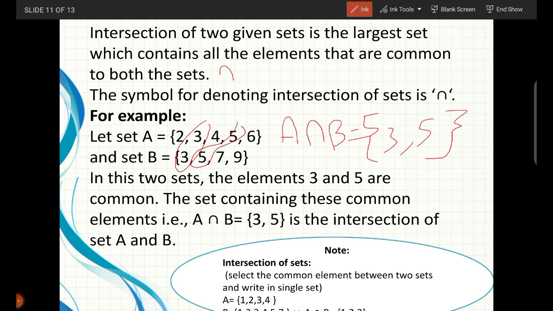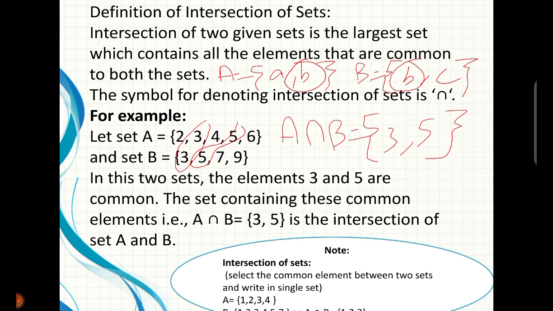Suppose you have one more example. A is equal to {A, B}, and set B is equal to {B, C}. Which is the common element between these two sets? Definitely it is B. So the answer will be B. And suppose there is no element that is common between set A and set B. Then you have to write the empty set, meaning the null set.